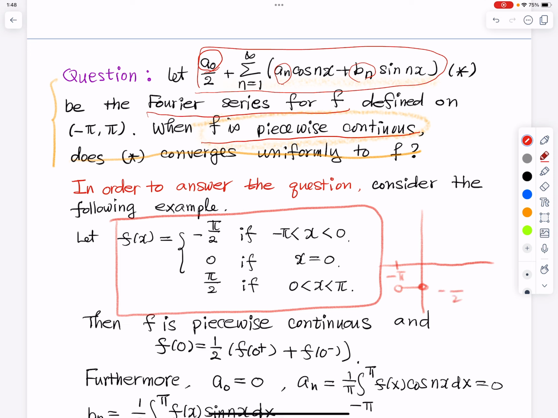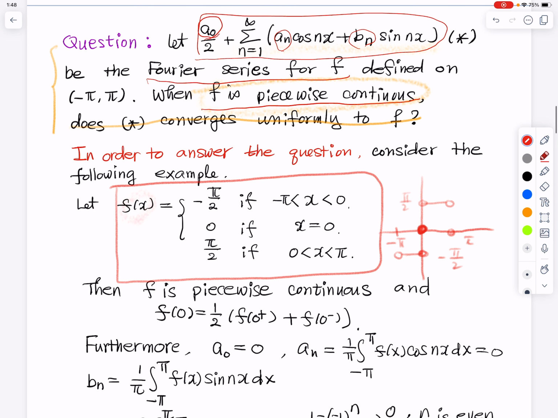Minus pi over 2. When x is 0 to pi, I have 1/2. Okay, so this is pi over 2. At X equals 0, I put 0 here. This is the graph of this f of x. So this f jumps at 0, right? This function f jumps at 0. But this is piecewise continuous. Okay, so this f is piecewise continuous.